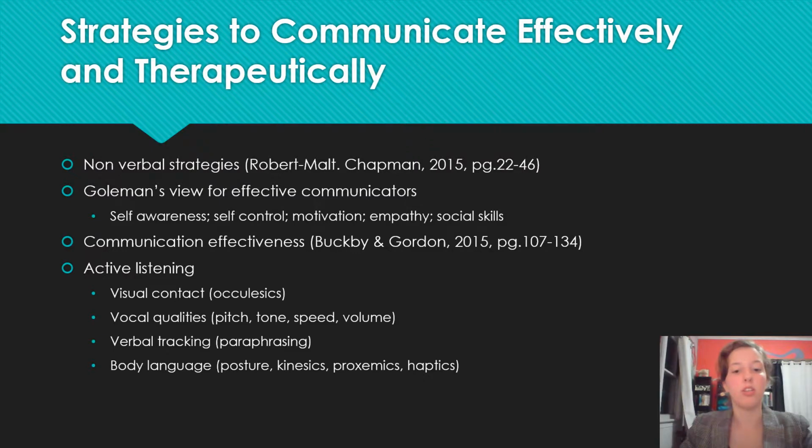To avoid miscommunication, there are several nonverbal strategies that you can use. Goleman's view for effective communicators is comprised of 5 key aspects: self-awareness, self-control, motivation, empathy, and social skills that all work together to communicate effectively. A helpful strategy for effective communication is active listening, which is shown and practiced through the use of visual contact, oculesics, vocal qualities such as pitch, tone, speed, and volume, verbal tracking using paraphrasing and watching for macro and micro topics, and body language, posture, kinetics, proxemics, and haptics.